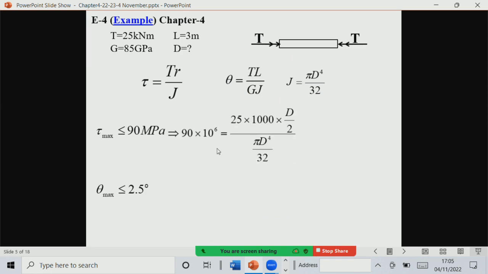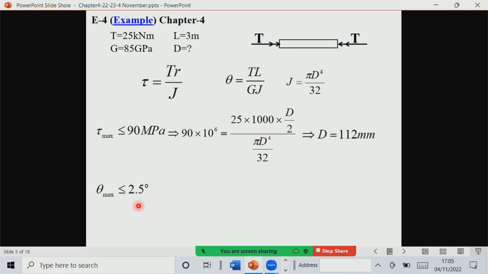So first we look at the first equation, TR over J. The maximum shear stress is 90 megapascals, which occurs on the outer layer. And R on the outer layer is equal to half the diameter. So based on this equation, we have maximum shear stress of 90 megapascals. The position of the maximum shear stress is the outer diameter, so R is equal to D over 2. The polar second moment of area is also written in terms of D. So from this equation, we get a value for D. So if the diameter of the cylinder is 112 millimeters, it satisfies this condition.